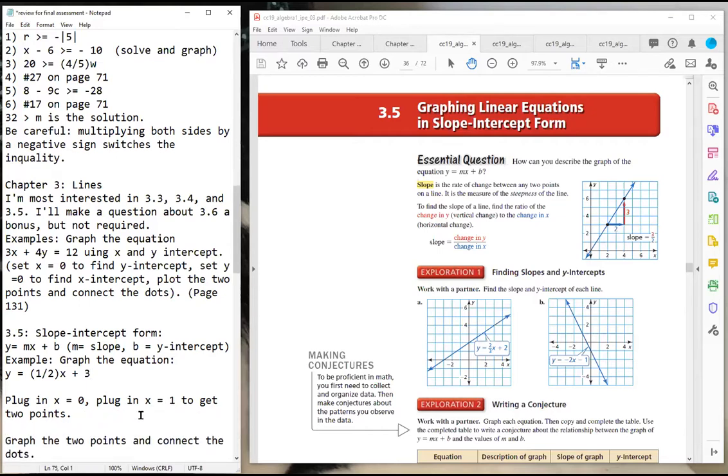I'll write it out here briefly. If you plug in x equals 0, you'll get y equals 3, substituting in 0 there. If you plug in x equals 1, 1/2 times 1 plus 3 is 3.5. So you plot those 2 points and connect the dots. And that's the best way to graph an equation like that. Just plugging in 0 and 1, looking at the values you get, then plotting those 2 coordinates.